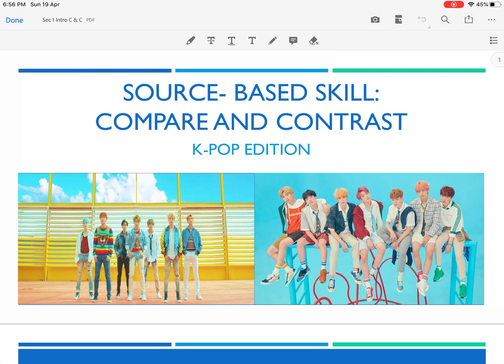Hi Sec 1, so for today's lesson, we'll be talking about a new source-based skill and it's called compare and contrast. It is a second source-based skill that you're going to learn. The first one that you all have learned will be your inference skill. Okay, so before we go straight into how it applies to history, we're going to decontextualize this and use a non-historical example to show you how compare and contrast works.